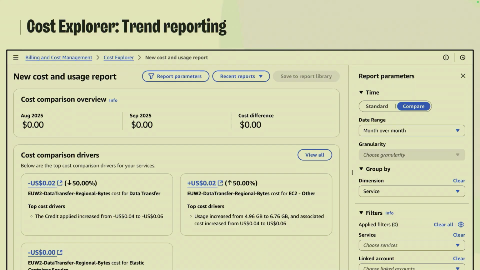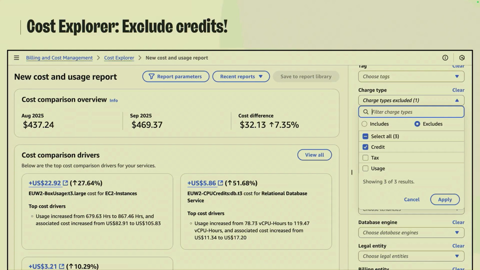But if you're going to do that, if you notice here, all of my differences between August and September are 0. And that's because I've got an account running with credits. And by default, credits are included in the summary. And so the credits cancel out the cost and you get a 0 bill. So remember to enable a charge type, filter out and exclude credits. When you do that, you start seeing some real values. So August 437, September 469.